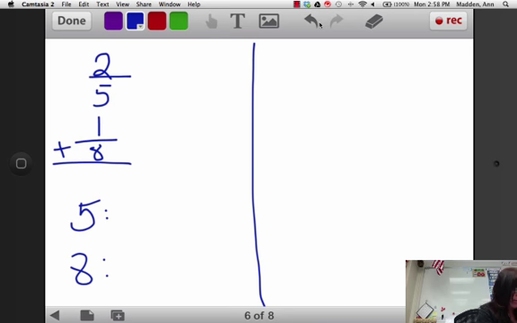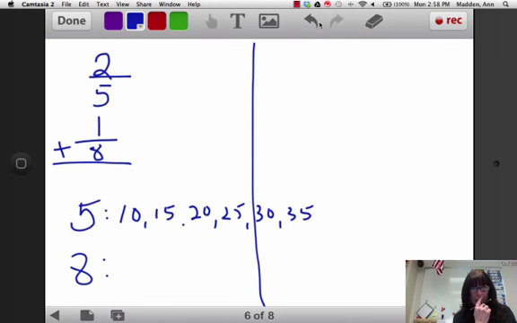Multiples counting by 5s, 5, 10, 15, 20, 25, 30, 35. Now I'm going to stop myself here because 5 is an odd number, as I said in the previous example. For me I would start out and I would just say, well, what's 5 times 8? It's 40. So I know that my common denominator is going to be 40.